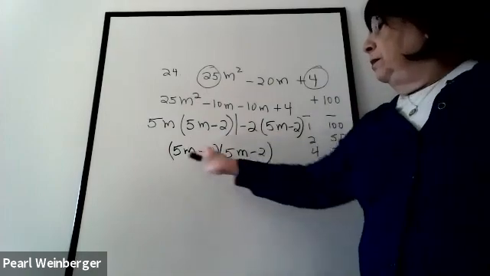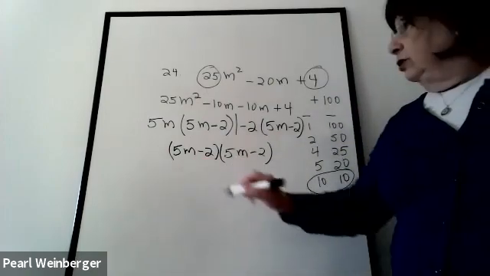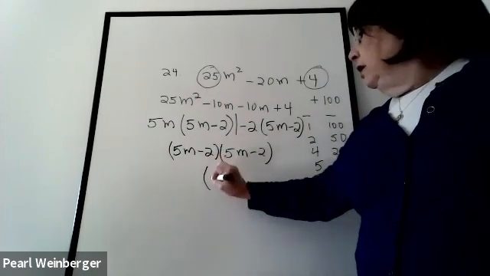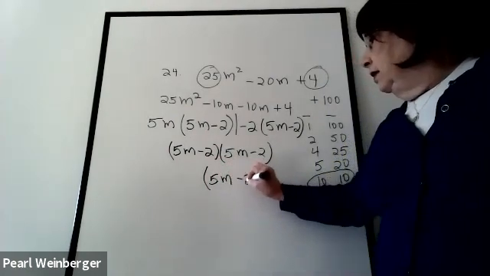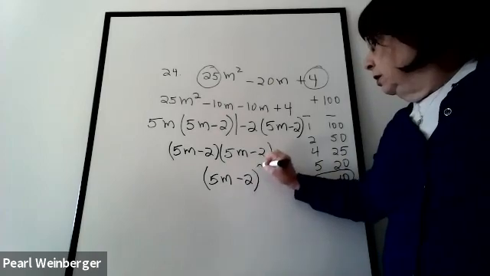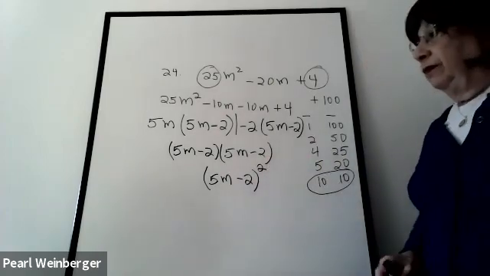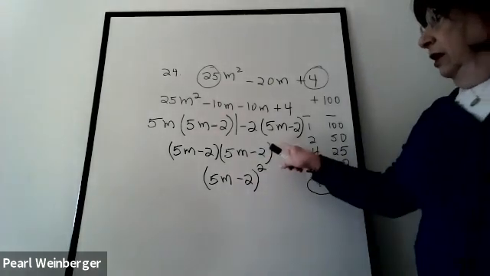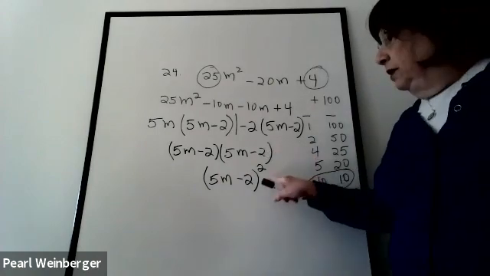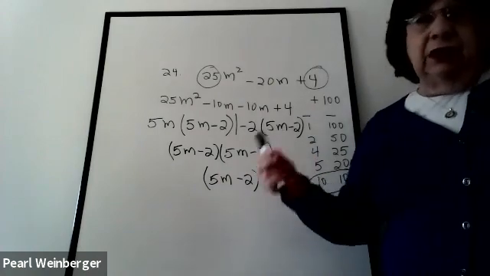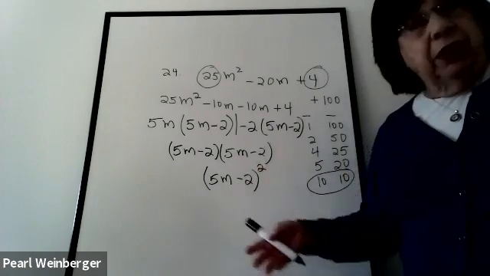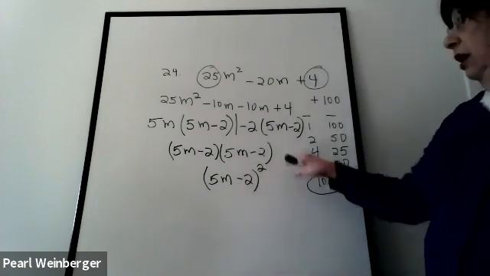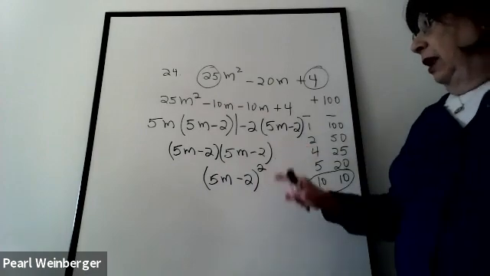These two binomials are identical, so we could have written this as 5m minus 2 squared. It's not wrong to write it the other way, but this is more succinct and probably the way you would see it on a test as part of a multiple choice answer. They mean the same thing.